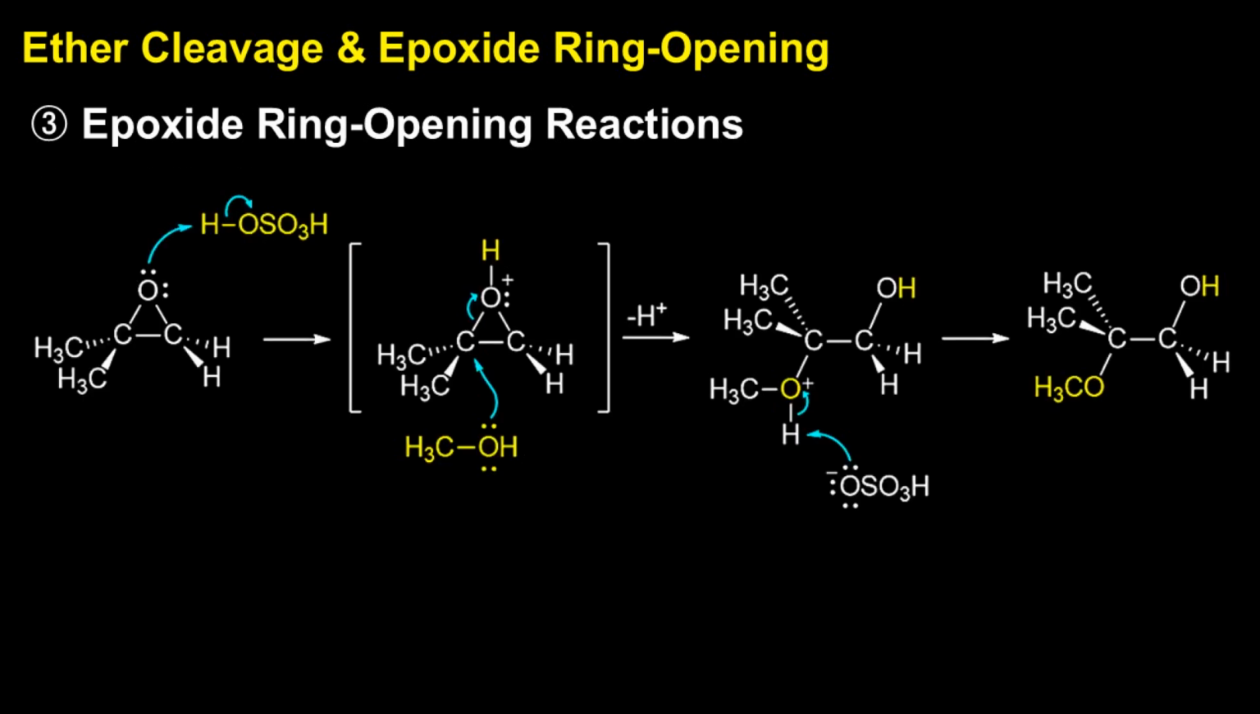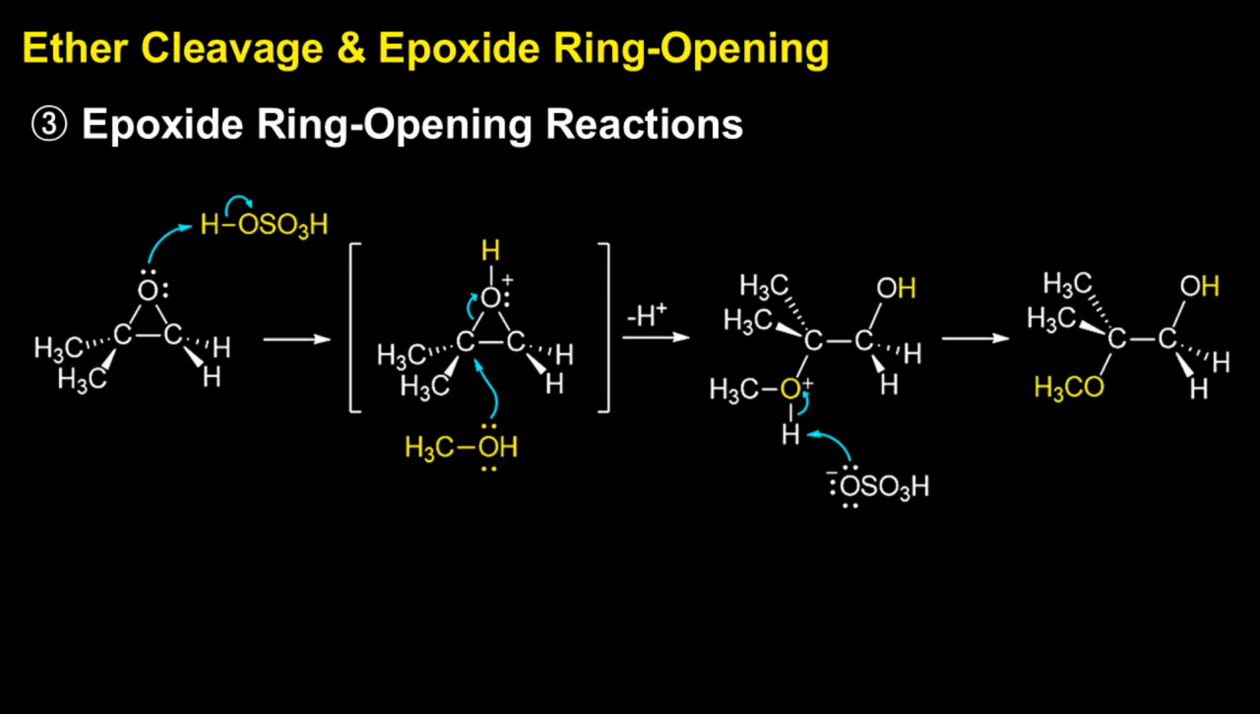In this example, the epoxide is first protonated by sulfuric acid. Then, methanol attacks the more substituted carbon. After losing a proton, we end up with a trans product, with one OH group and one OCH3 group on neighboring carbons. And here's the key part. The regiochemistry is completely reversed compared to the basic case.